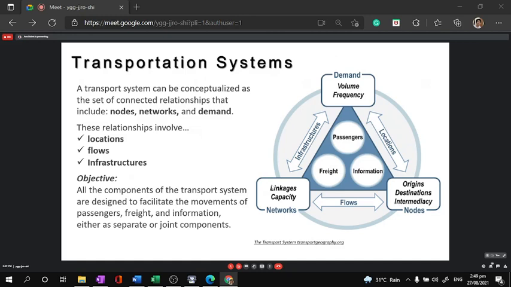siya, something like that. And kana mga flow will allow them to use the road safely, free from accidents or crime and whatnot. So everything of this is a component of a transportation system that has to be designed to facilitate the movements of flow either as a one component or a joint component of a system.